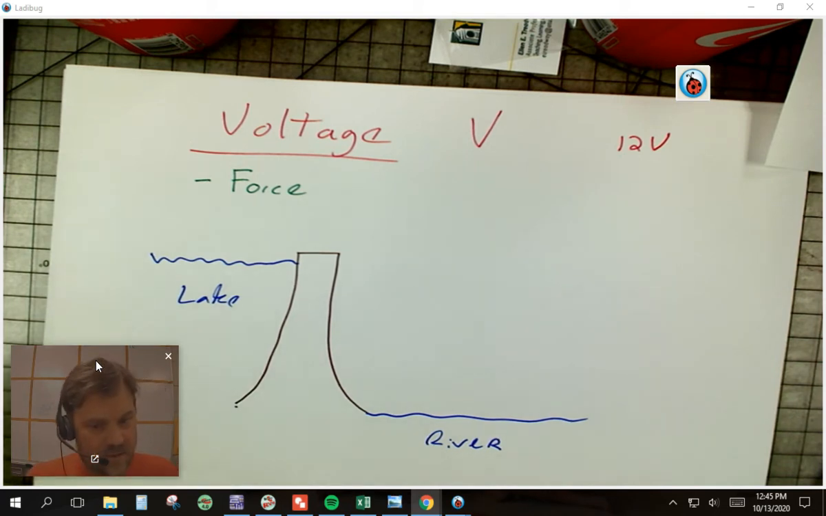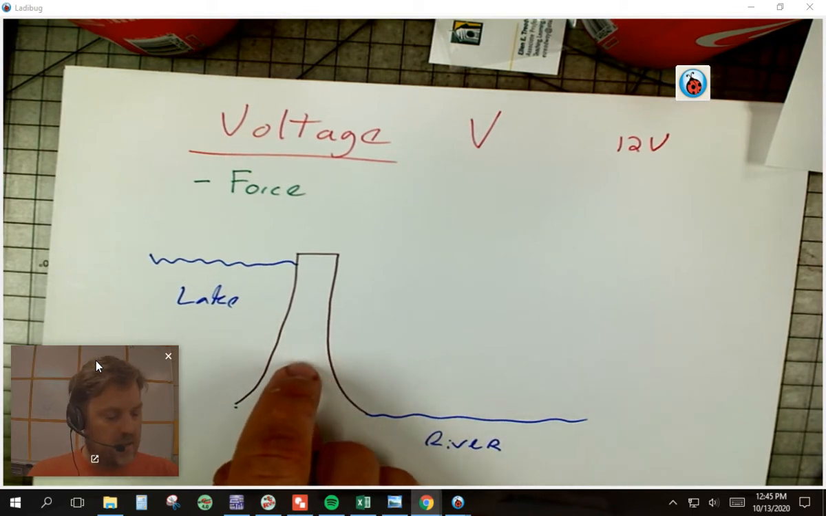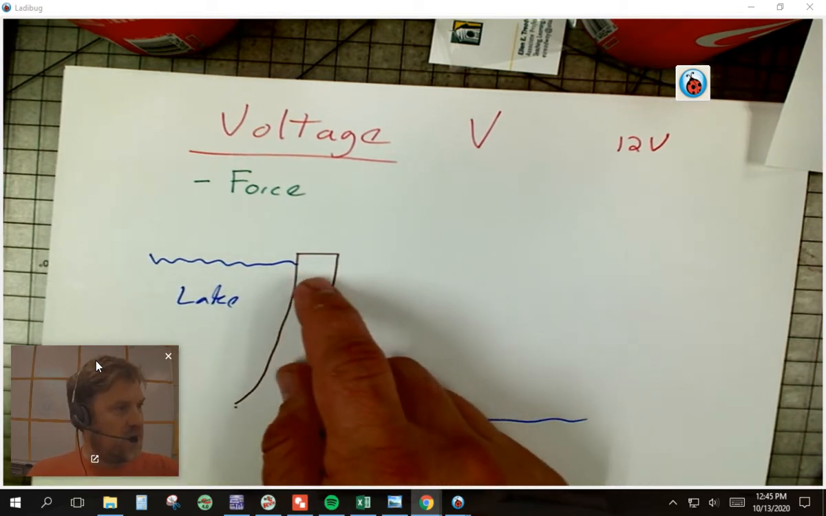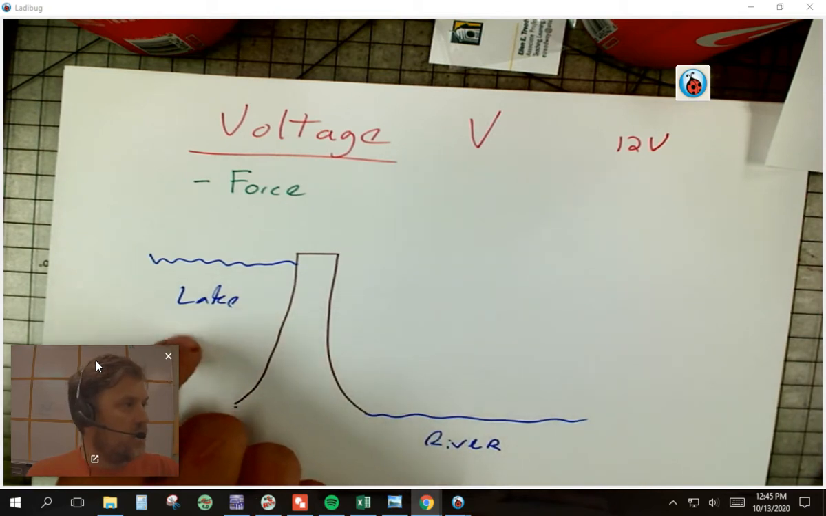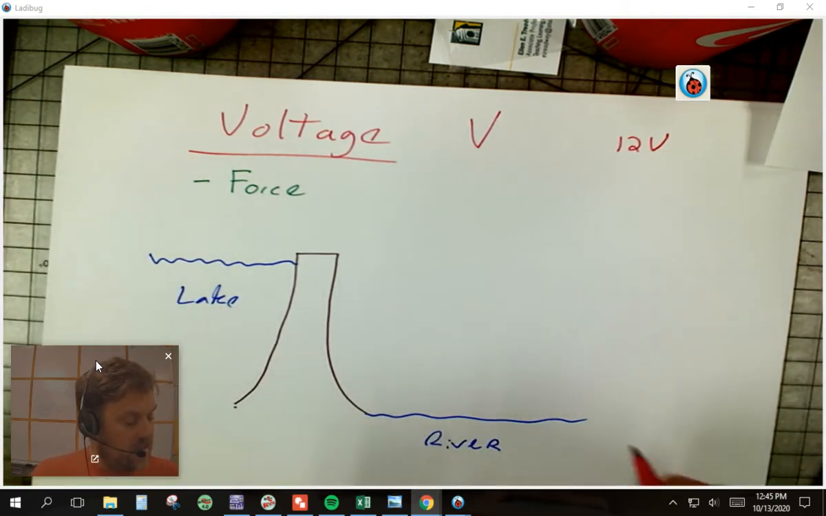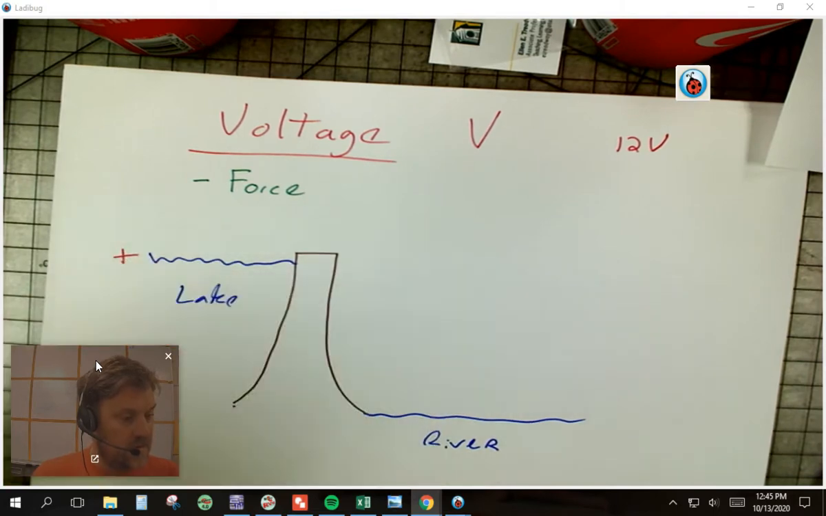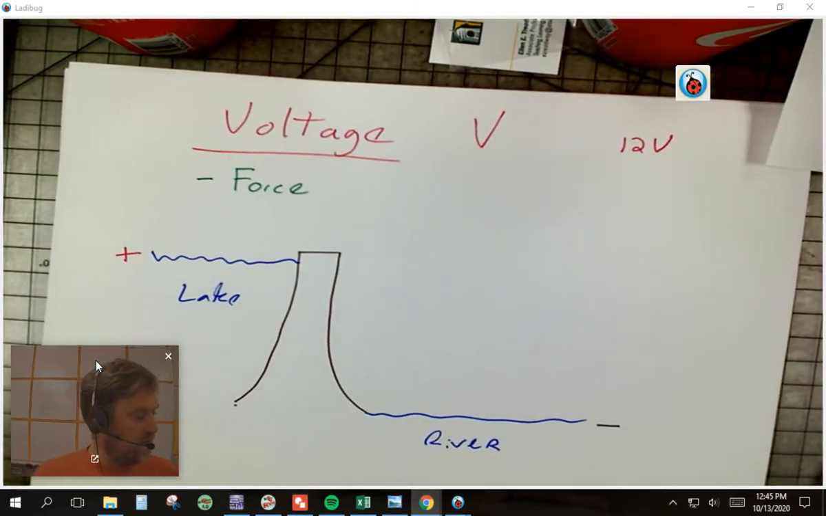So that's kind of like voltage. Well, what's stopping it here, and we'll talk about this a little bit later, is this resistance, right? This dam is resisting the water. Okay. So let's say that this is the positive side and this is the negative side, much like that battery.